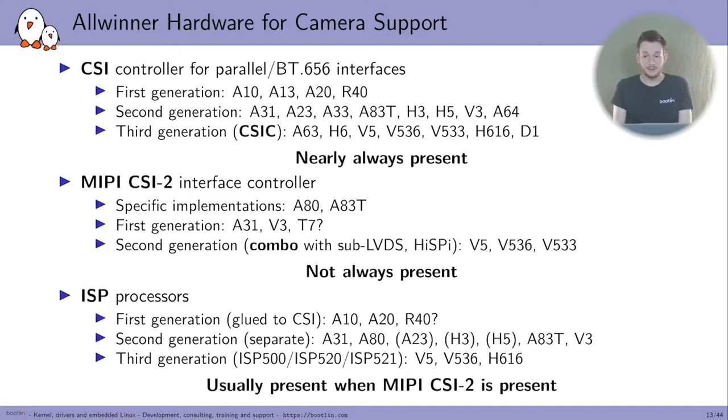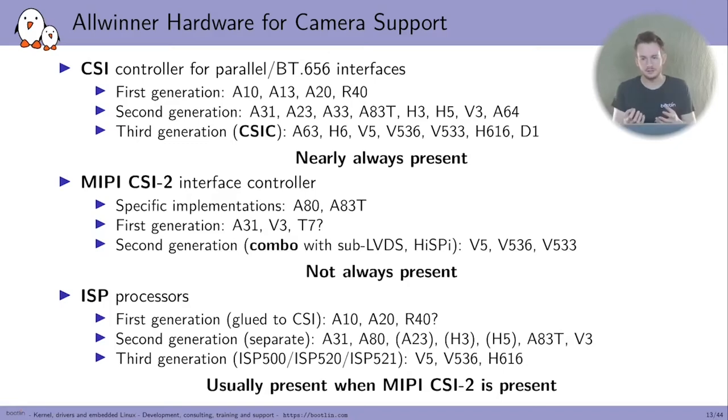And then we have the third important part of the camera pipeline, which is the ISP processor. This is the image signal processor implementation from Allwinner. There was a first generation that was tied or glued to the CSI controller in the A10 and A20 and related.